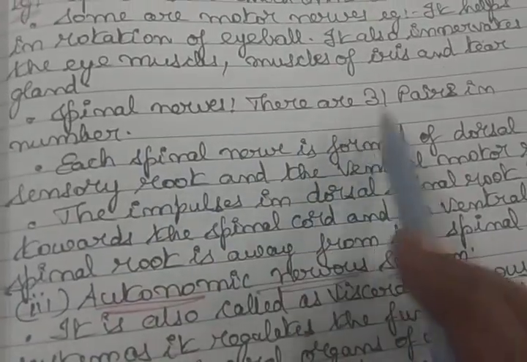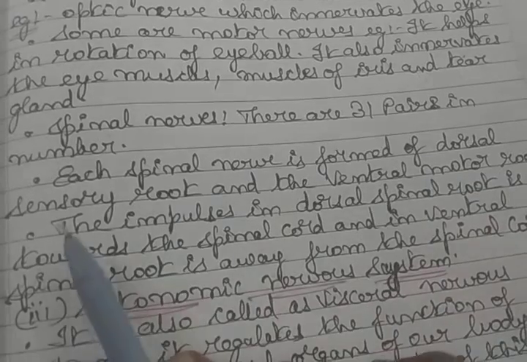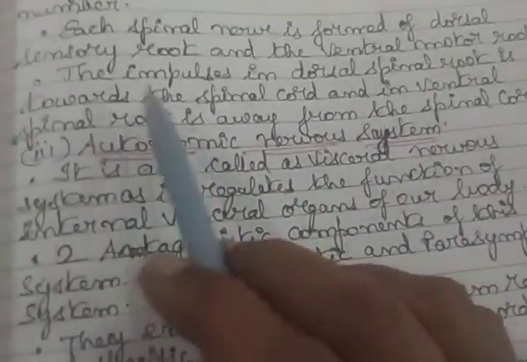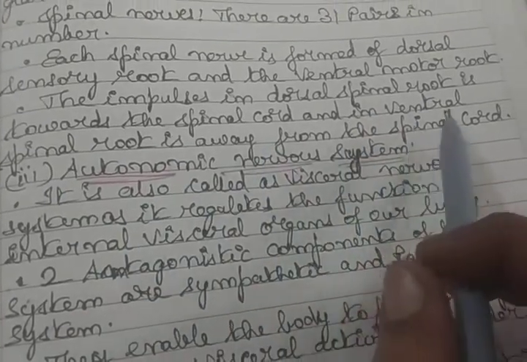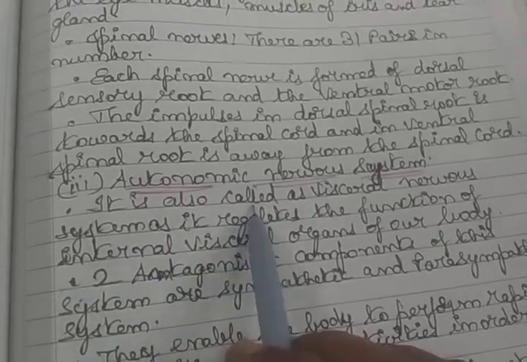Spinal nerves. There are 31 pairs in number. Each spinal nerve is formed of a dorsal sensory root and a ventral motor root. The impulses in the dorsal spinal root are towards the spinal cord and in the ventral spinal root are away from the spinal cord.